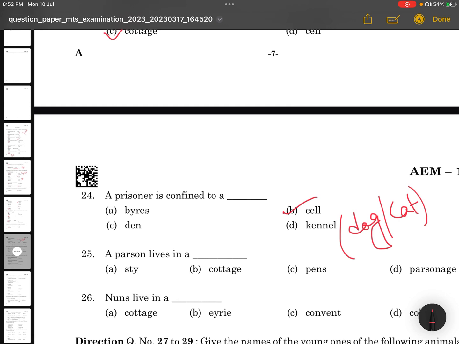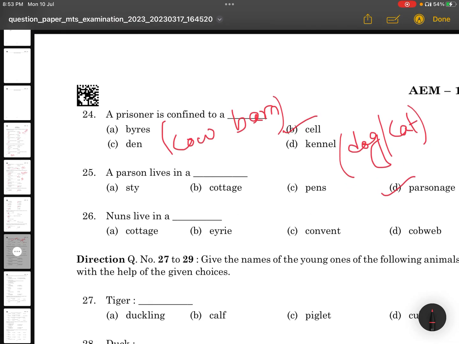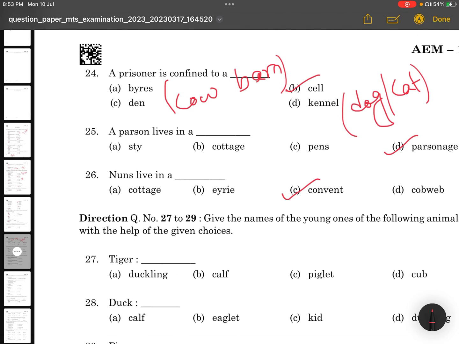Then byre means cow barn. Okay, byre means cow barn. Then the next question is: a person lives in a. This is a very easy question. A person lives in a parsonage. We know that. The next question is: nuns live in a. Nuns always live in a convent. Okay, nuns live in a convent.